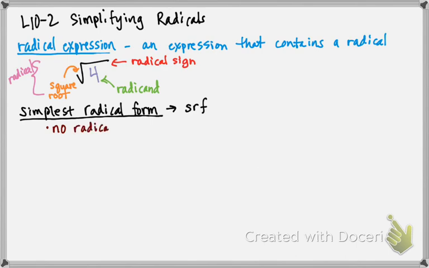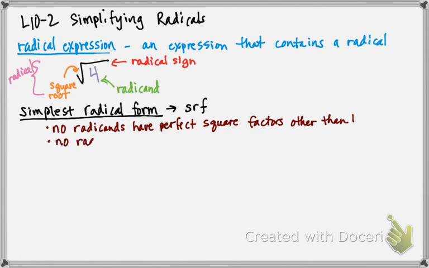So this is the major thing. No radicands, that's the value that's underneath the radical sign, have perfect square factors other than 1. Problem is, if you have a perfect square factor of 1, square root of 1 is 1, so it really changes nothing. Okay, so that's rule number 1. Rule number 2, no radicands can have, or contain, let's say contain, fractions.